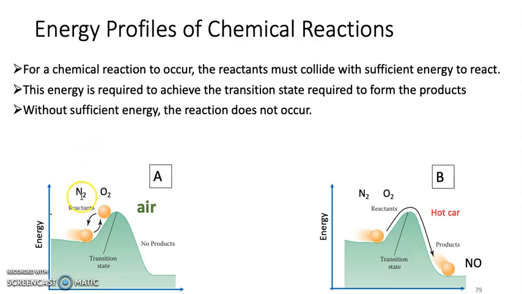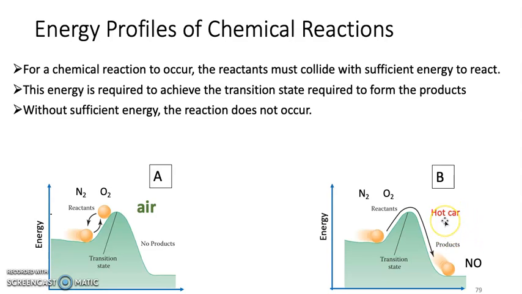Here is the example of the reactants nitrogen and oxygen. In this scenario, in this figure A, you can see that nitrogen and oxygen do not have enough energy to go over the transition state, and therefore no products are formed. So like in air, because nitrogen and oxygen don't have enough energy, no products are formed.